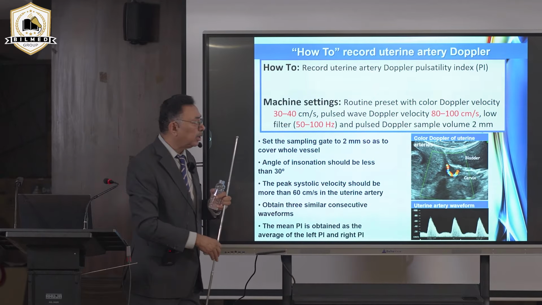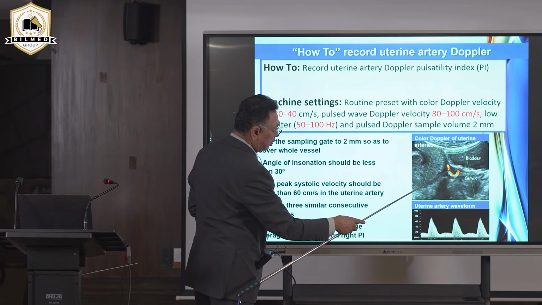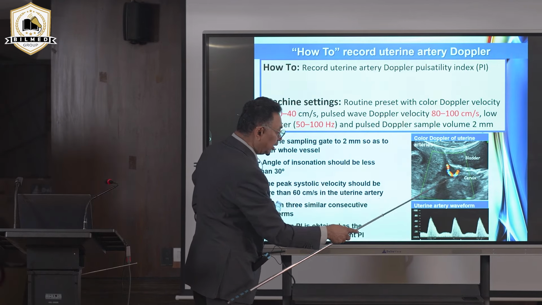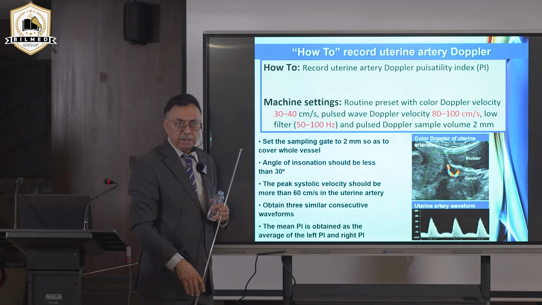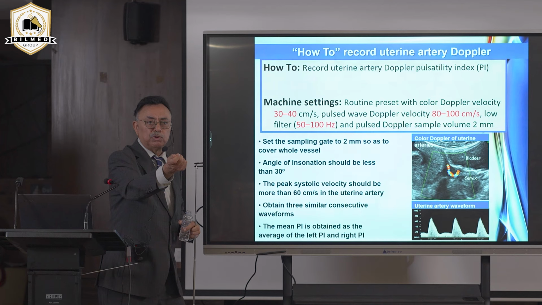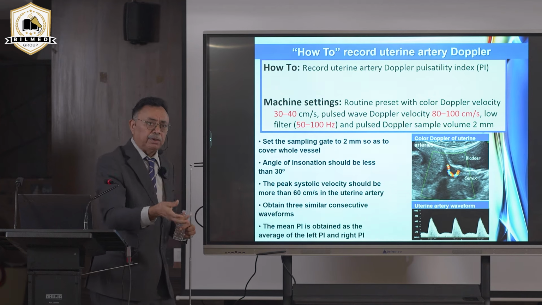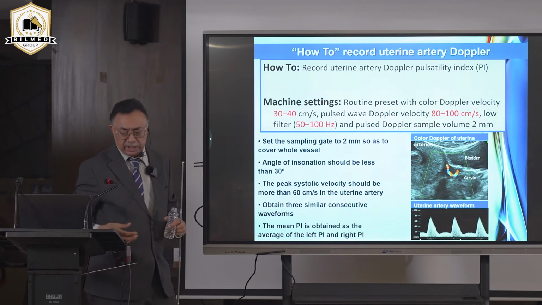How to record a uterine artery? If you do an abdominal scan, get a partially full bladder. On the side of the cervix, you'll see the curved uterine artery, very simple. Put the cursor on it and you get a good wave. Transvaginal is much easier because you are right next to it. Transvaginal, move the probe to the right or the left. If you have an obese patient and are not able to pick it up abdominally, do it transvaginally.